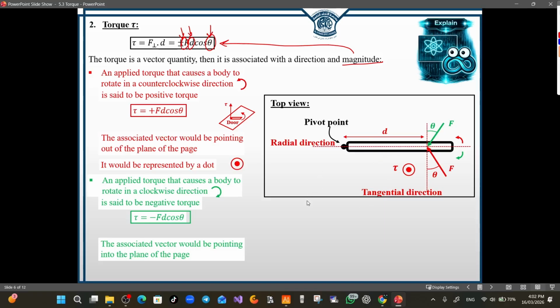We cannot draw an arrow that is crossing the page. So instead of that, I will use this symbol, which is the cross, to state the direction. And the direction of the torque because of this force will be into the page.